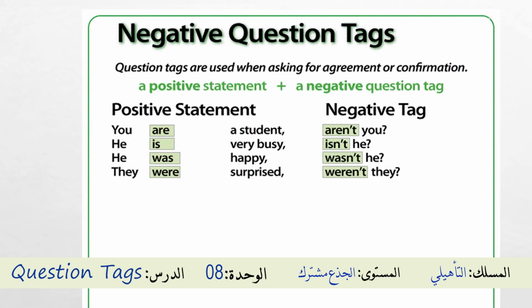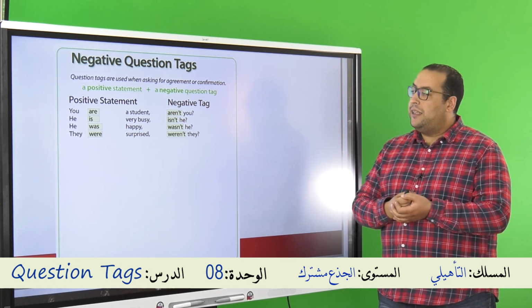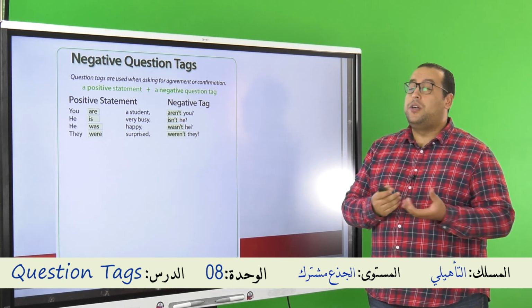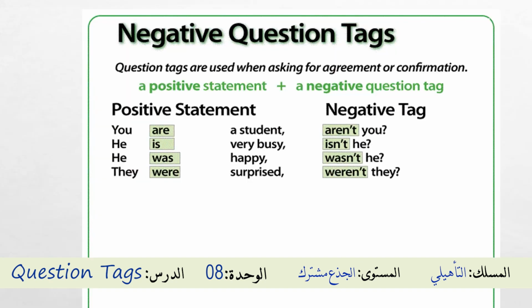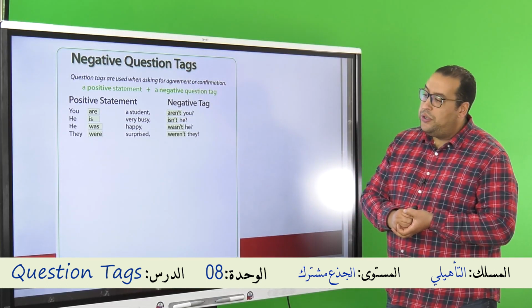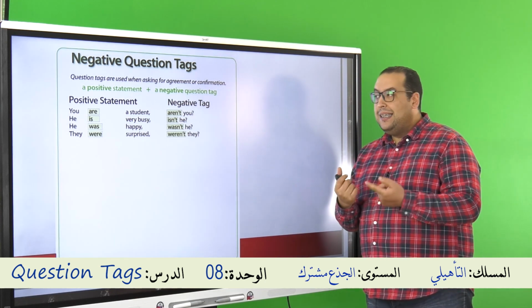But pay attention that there is something between the positive statement and the negative question. Yes, of course, it is the comma. So, the comma should always be between the positive statement and the negative tag. So, he was happy, wasn't he? Okay, so they were surprised, weren't they?